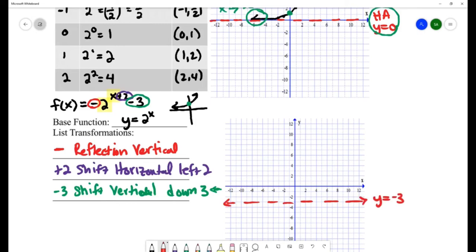The other transformations don't affect it because if you take a horizontal line and you try to shift it left or right, it's still the same horizontal line because the horizontal line is going forever in each direction. And a vertical reflection takes something that is above and reflects it below. Because the horizontal asymptote started off right on top of the x-axis, it's not above or below, so it's not going to change. So only the shift down 3 affects it.